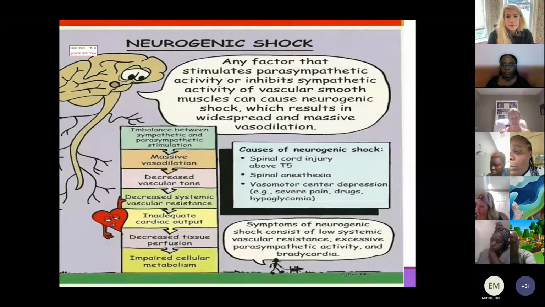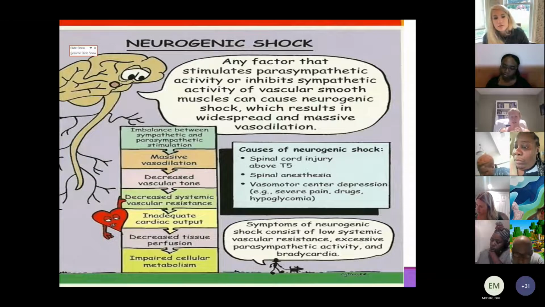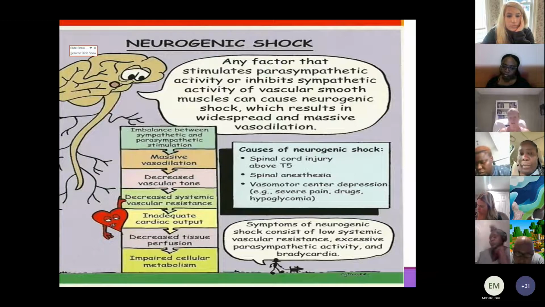Our vascular resistance is going to be very, very decreased because there's nothing for the heart to pump against, because it's so wide. It's just kind of loose and hanging out there. We're not going to be able to get good cardiac output. Our organs aren't going to be perfused. And then it's going to go down from there.